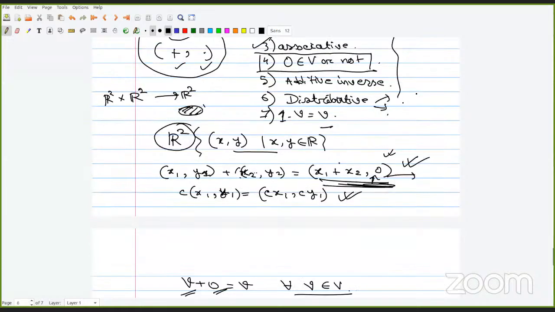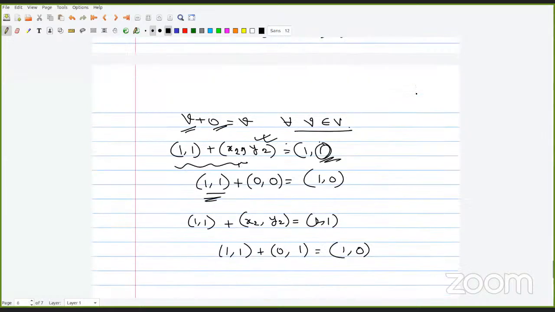But the problem is there cannot exist any 0, because if there exists some 0, then I should get back the original vector after adding to that. But it is not possible, because whenever I am doing some addition, the second coordinate is always becoming 0. So if I take some vector where the second coordinate is non-zero, I am not getting back the same vector. Is it clear now? Yes, sir.